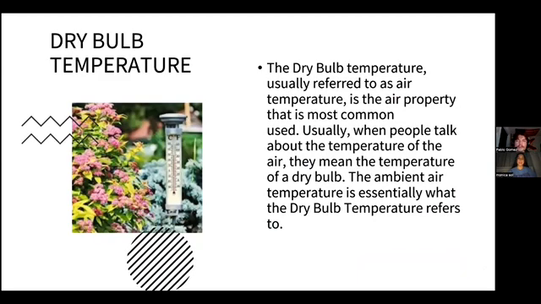So the dry bulb temperature, usually referred to as air temperature, is the air property that is most commonly used. Usually, when people talk about the temperature of the air, they mean the temperature of a dry bulb. The ambient air temperature is essentially what the dry bulb temperature refers to.